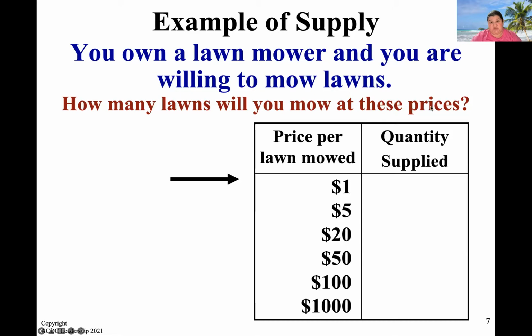Well, I think it's pretty obvious that if somebody was willing to pay me $1,000 every time I produced a lawn mow service for them, I would be willing to supply hundreds and hundreds of lawn mows. But if I was only getting paid $1, I probably would maybe mow the grass one time for my grandma because I love her. But other than that, I'm not really very interested because there's not a lot of profit to make there. So I'm not really going to make a lot of lawn mowings. That's very awkward grammar, but I think you get the idea.